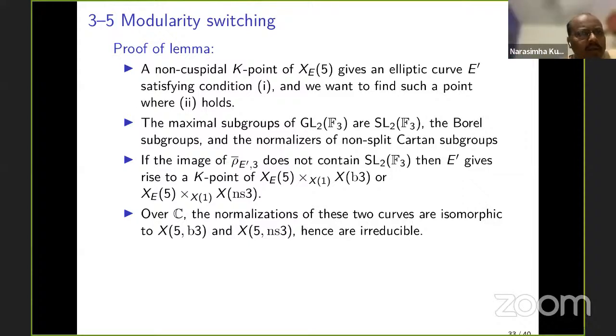Right. And because these are modular curves, these will correspond to irreducible curves, because we have some congruence subgroup acting on the upper half plane, and this gives a connected Riemann surface. Okay, fine. Okay, yeah, thank you.